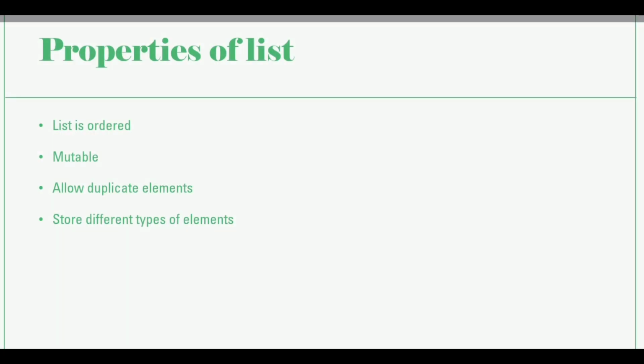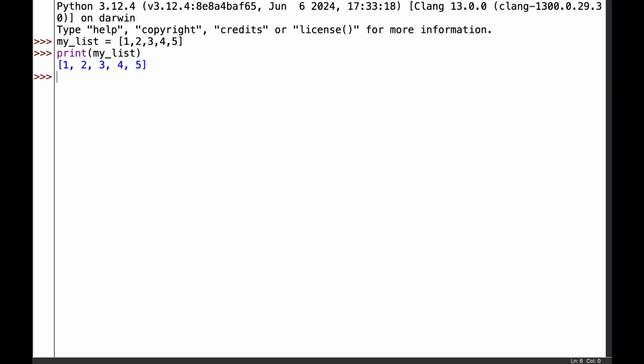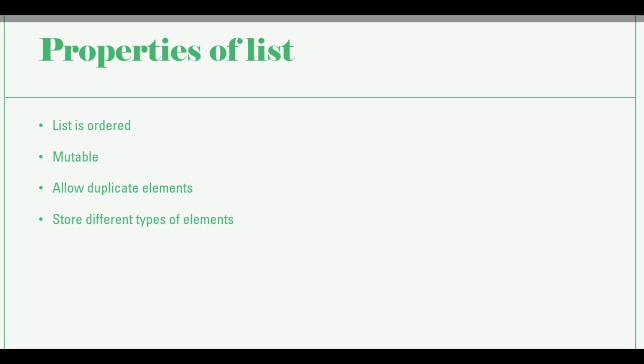Next, we see the properties of a list. Lists are ordered. That is, the way you have entered the elements in the list, the same way they get printed. For example, if we create my_list, which contains 1, 2, 3, 4, 5, it will print the list elements in the same order. List is mutable. That is, you can change the elements in the list.